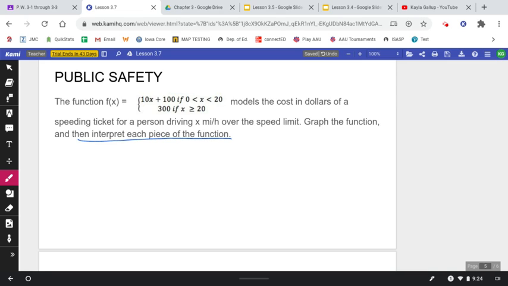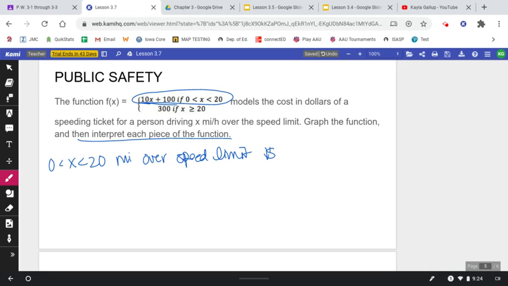So basically when I read this for the blue equation here, if you're going between 0 to 20 miles over the speed limit, they're going to charge $10 per mile plus a $100 flat fee. If you're going greater than 20 miles over the speed limit, they're going to charge you a straight $300.